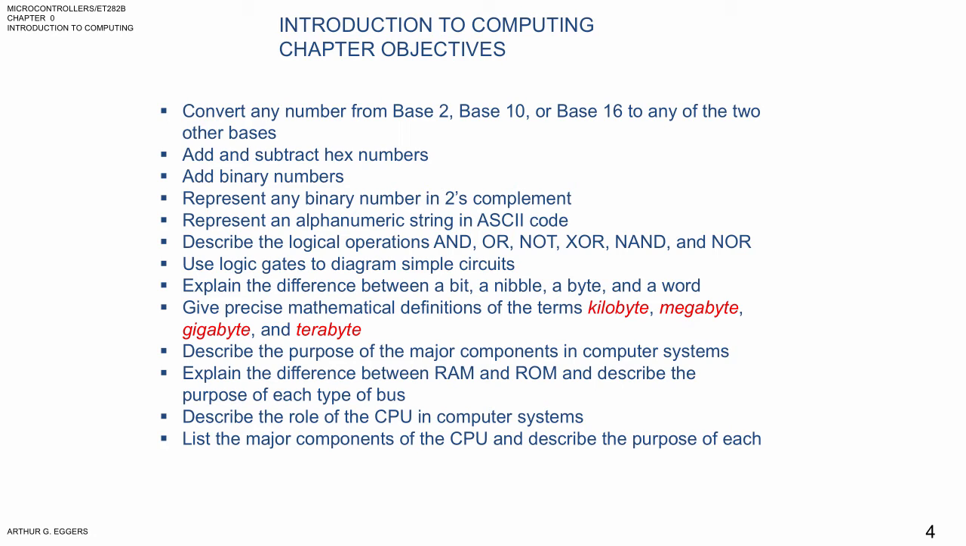We'll look at things like adding and subtracting hex numbers, adding binary numbers, looking at representing any binary number as a 2's complement. Machines typically do not add and subtract the way we're used to in our decimal system. They do things by using a complement system to do the addition, and then they end up throwing away parts of the final answer. Representing alphanumeric strings and things called ASCII.